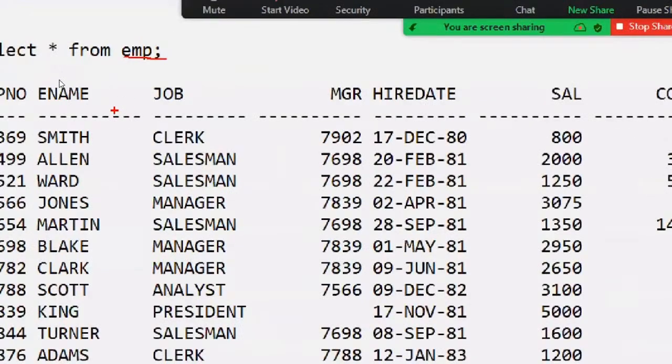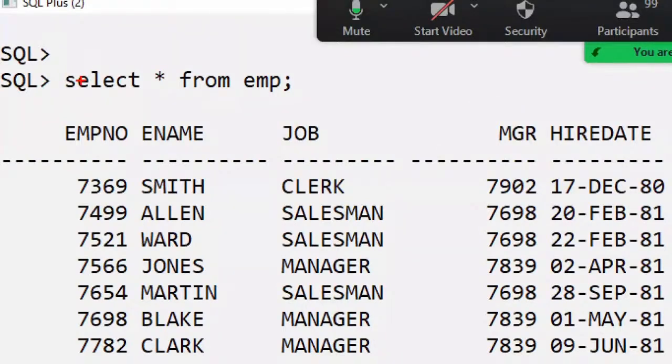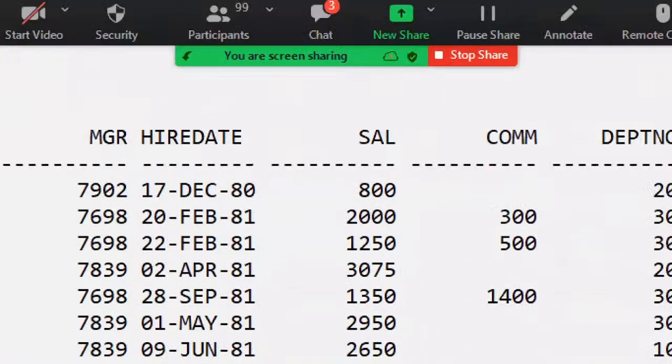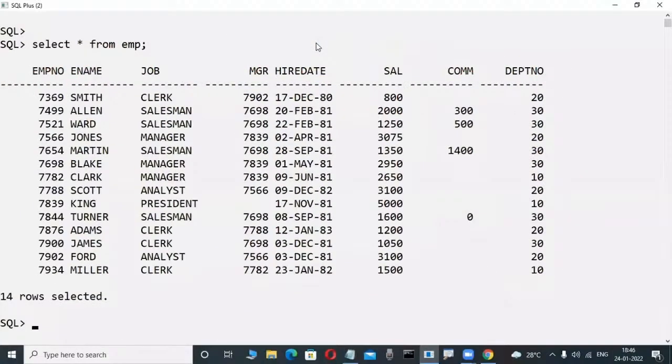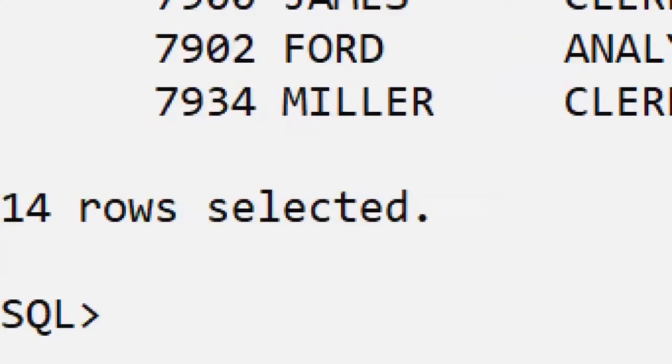In this EMP table, how many columns are there? I'm not asking for the names, just how many. These are called columns. 1, 2, 3, 4, 5, 6, 7, 8. Eight columns are there. I am counting because in the future there is an interview question: write a query to count the number of columns in a table. Okay, yes, 8 columns. How many rows are there? These are called rows. Here, 14 rows are there.